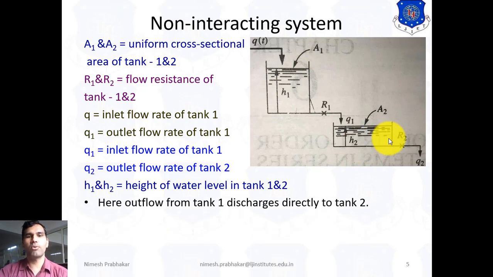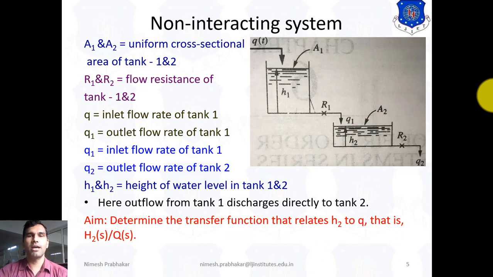Now here the outflow from tank 1 discharges directly to tank 2. That means the outflow Q1 is discharged directly into tank 2. Now what is the aim? Our aim is to determine the transfer function that relates H2 to Q. That means we have to find H2(s)/Q(s). We know for the single system we found the transfer function for H1(s)/Q(s). Now we find H2(s)/Q(s).